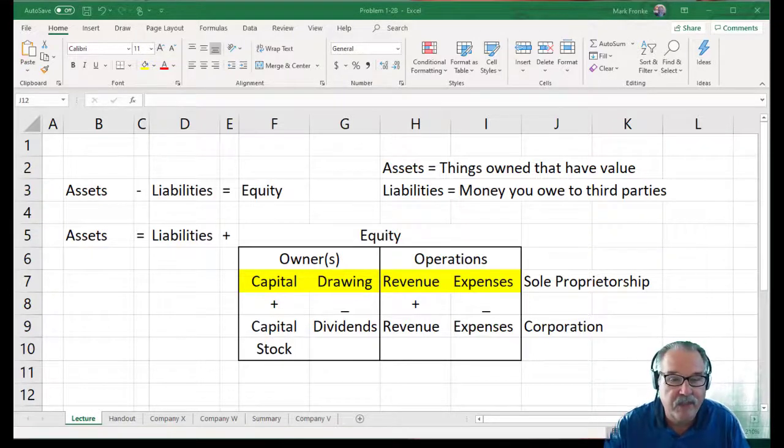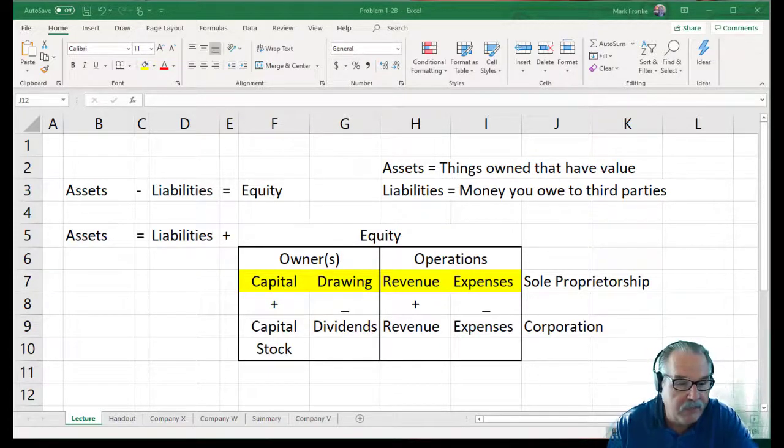On the other side of the coin is the operations. So those are the owner's things, and then the operations is exactly the same, revenue and expenses. So these 4 things are how we categorize what happens in the assets and liabilities as we record transactions.